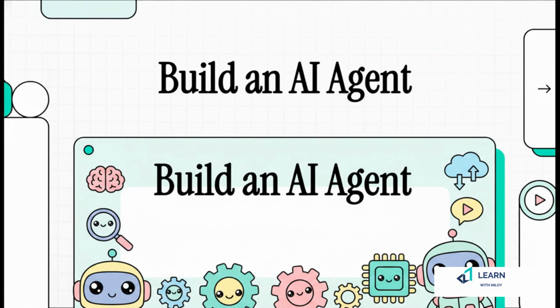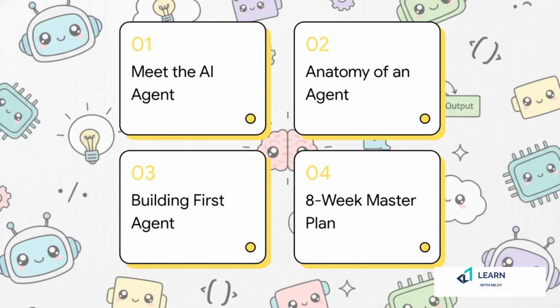literally from scratch. So here's our game plan. We'll start by getting to know the AI agent. Then we'll unpack its anatomy, head straight into the builder's workshop, and finally, wrap things up with a super actionable 8-week master plan. Let's get to it.